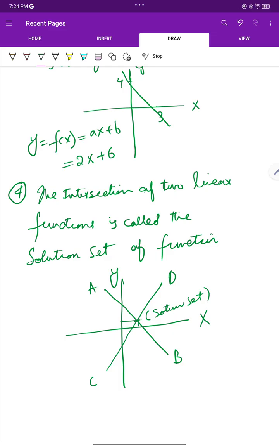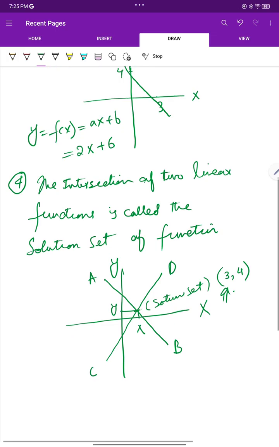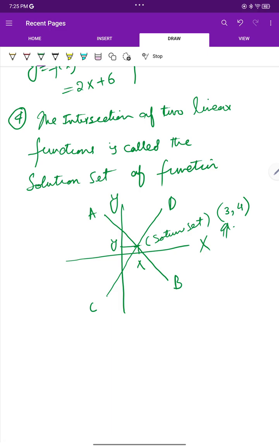So what you do, you can find this is the x value and this is the y value. So definitely, let's say x is 3 and y is 4. That's your answer. It will satisfy both functions. This is called a solution set. Keep in mind that the point of intersection of two linear functions is a solution set of both functions. And we can find the solution both by graph and by algebra. By both methods we can find the solution.